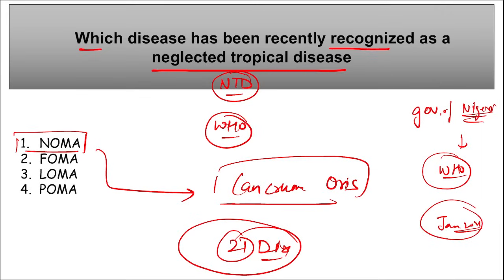Then remember Noma. This disease is a dead tissue disease of the mouth and face. This disease affects children aged between 2 to 6 years in extreme poverty regions.